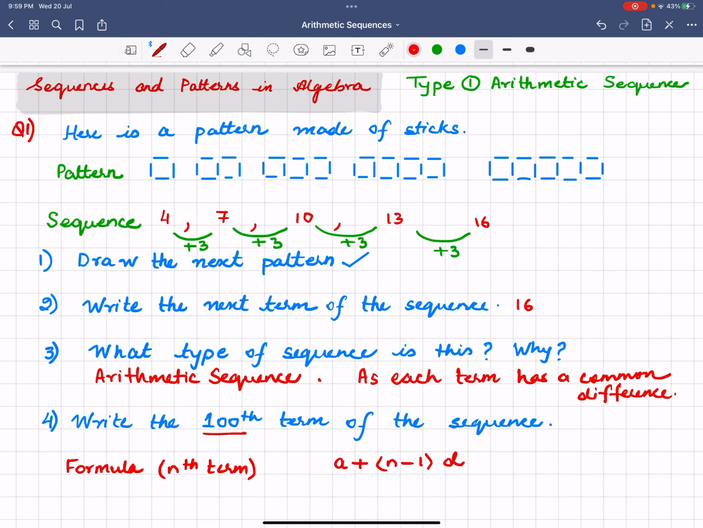Now what does a stand for? A stands for the first term of the sequence. A is the first term. And the first term here is the number 4, as 4 is the first term of the sequence. Therefore, a is equal to 4. And what does d stand for here? D is the common difference.